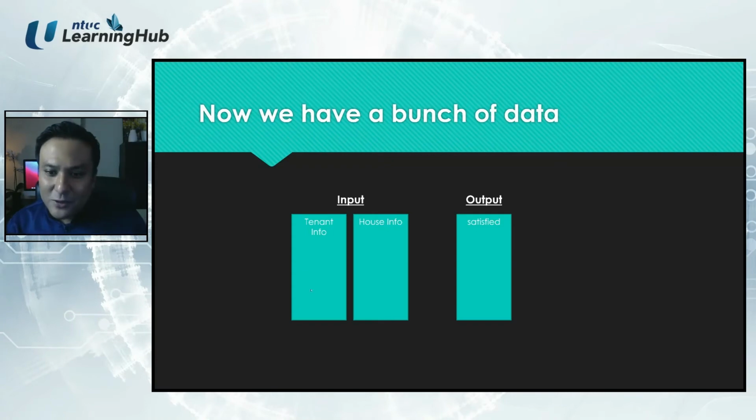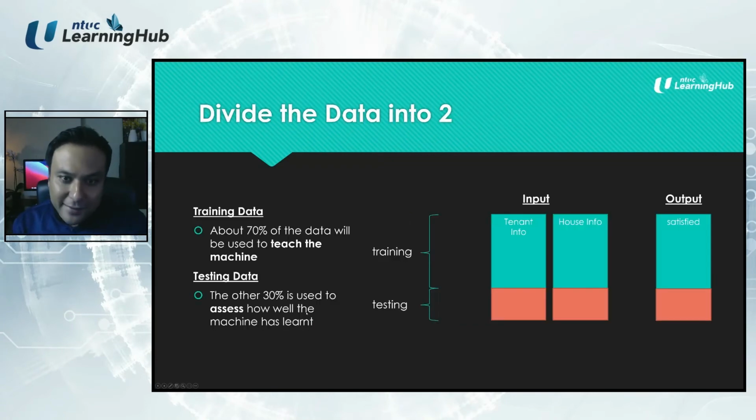So the next step that you do, right, is you split the data into 2 parts. 70% of the data is going to be used to train the machine. Okay, so that means we are going to make the machine smart using 70% of the data. 30% of the data is not going to be used to train the machine at all. It's just going to be used to test the machine, to check how well the machine is performing.